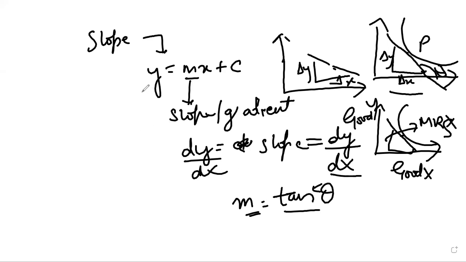So we have now got three formulas. y is equal to mx plus c, dy by dx is also the slope, and m is equal to tan theta is also the slope. So that's it for today. We will continue later.